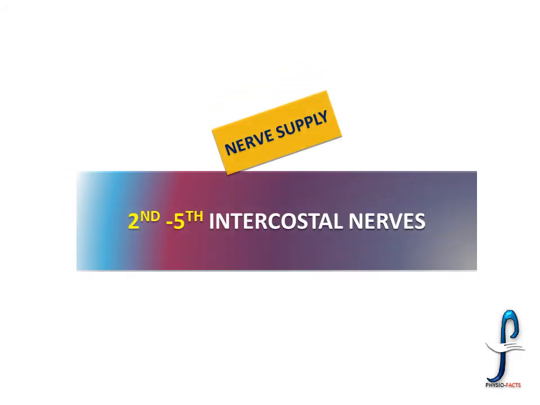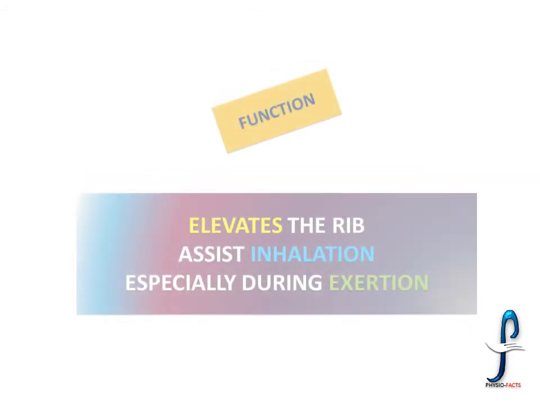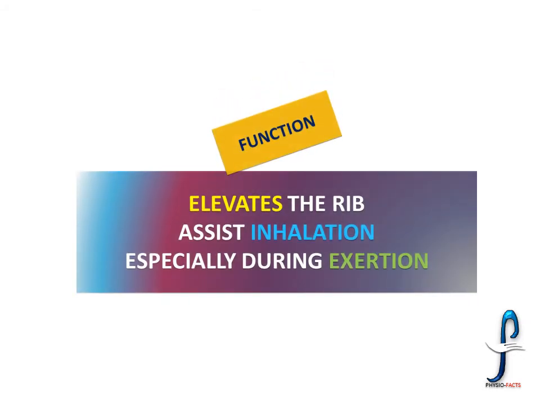And its nerve supply is 2nd to 5th intercostal nerves. And about its function, serratus posterior superior is an accessory respiratory muscle. It elevates the rib. It assists in inhalation, especially during exertion. That means when the person is involved in sports or is diseased, something like asthma, where you need to cough, the muscle has to get recruited more in these situations.